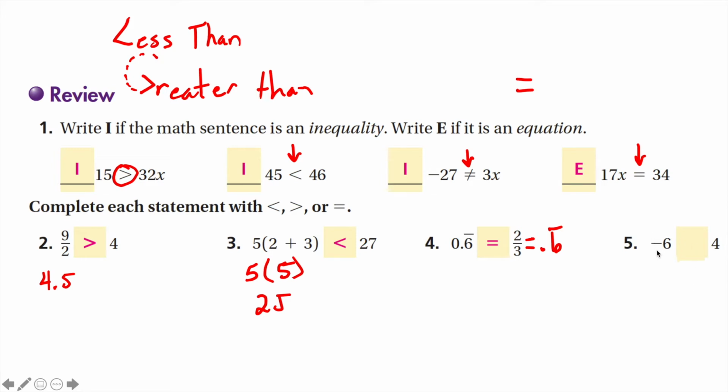And last but not least, is negative 6 less than, greater than, or equal to 4? That's right, left sign.